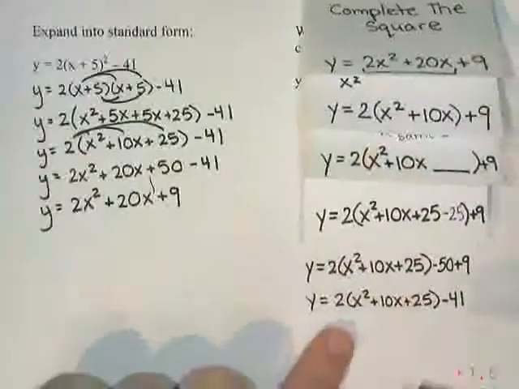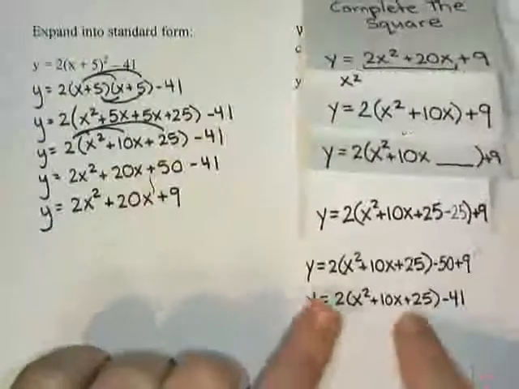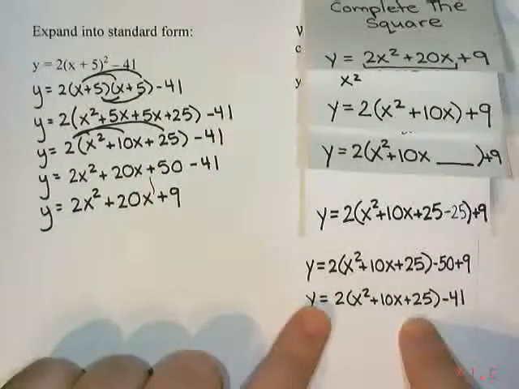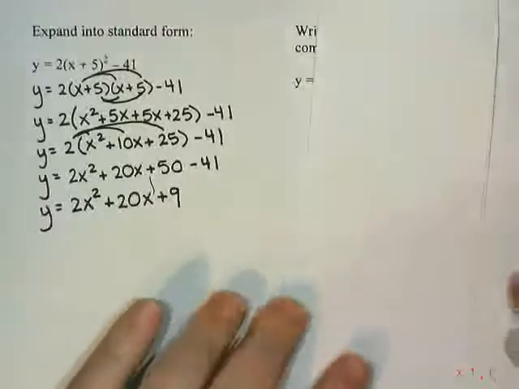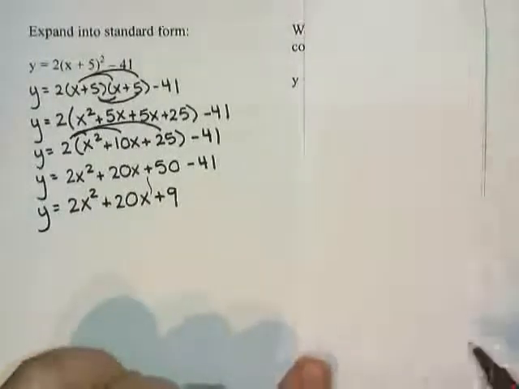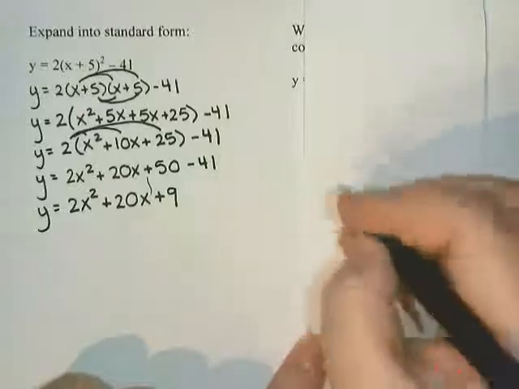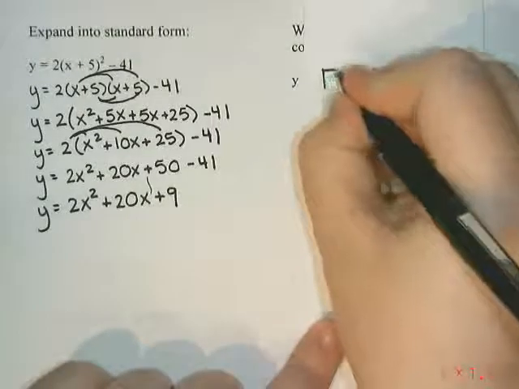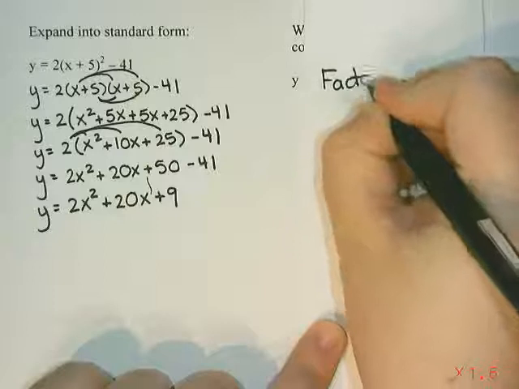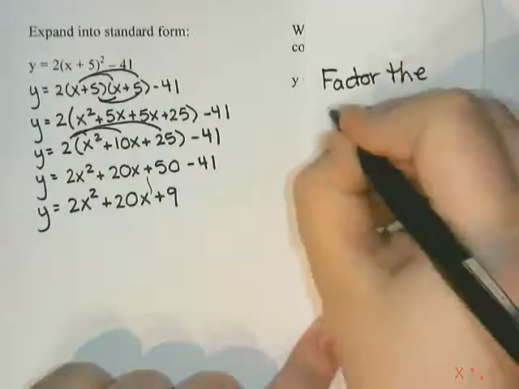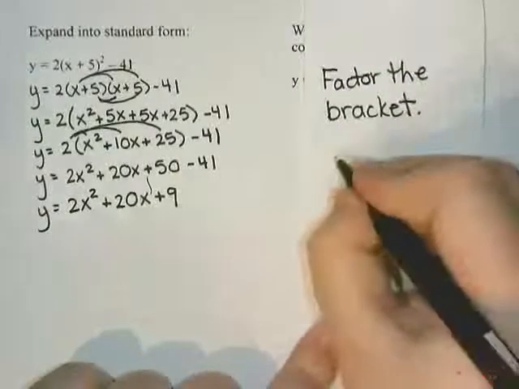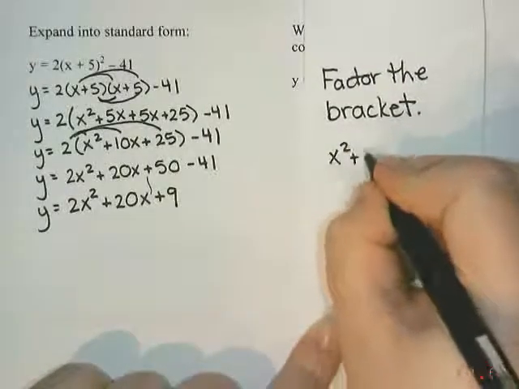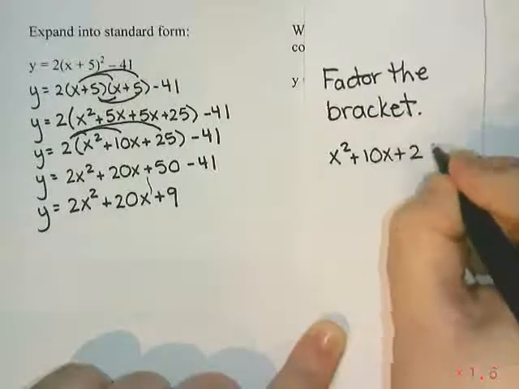So our last step that we're going to fill in here is that you want to factor that bracket to figure out what's going to go in there. In order to put what goes here, I actually need to do the factoring. So I have x squared, so I'm going to write factor the bracket. So x squared plus 10x plus 25 is what I currently have.